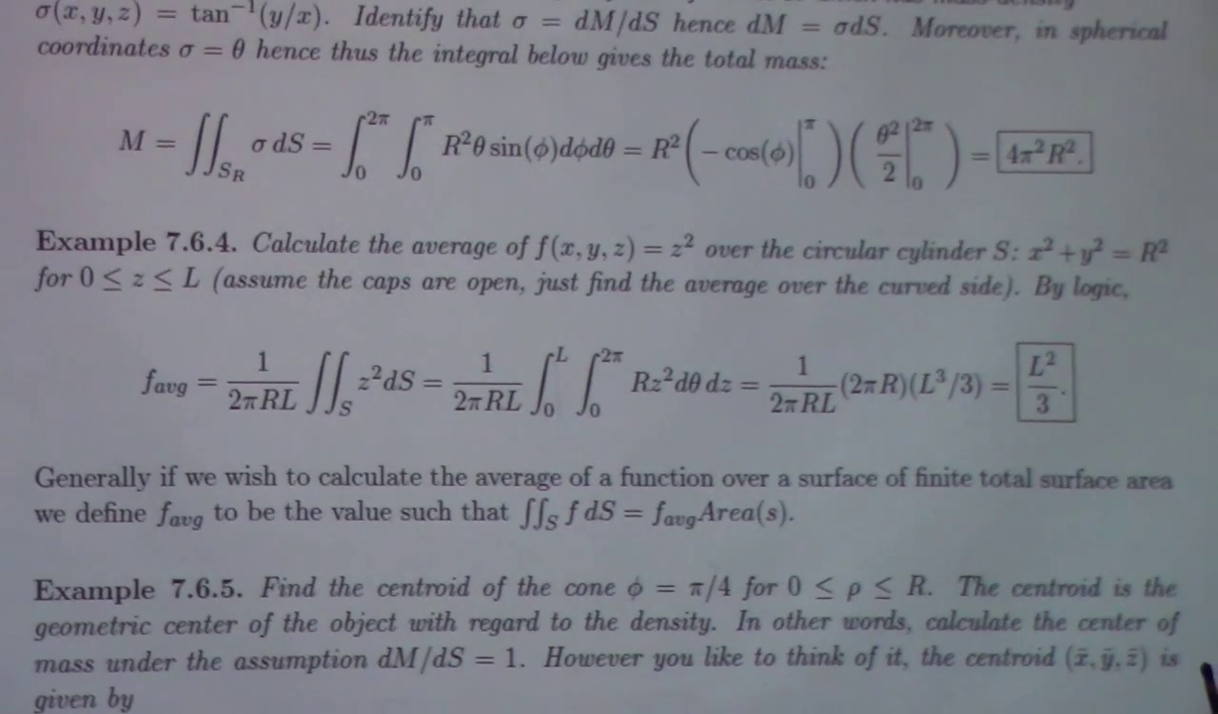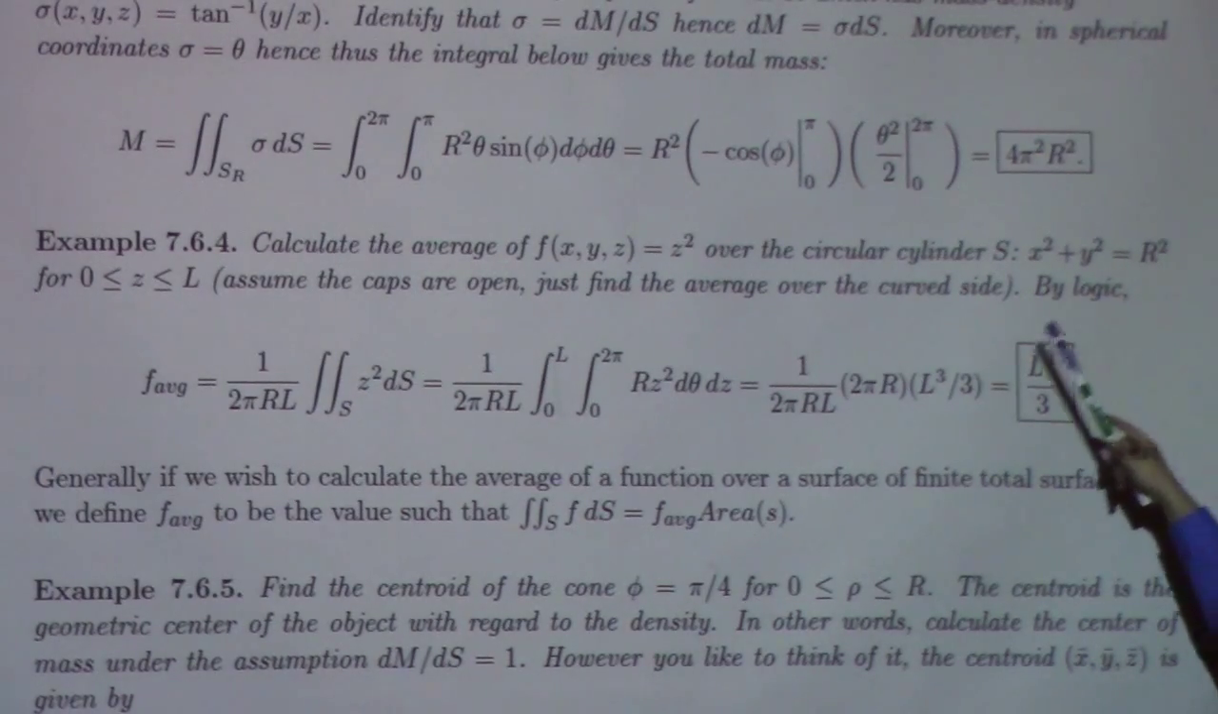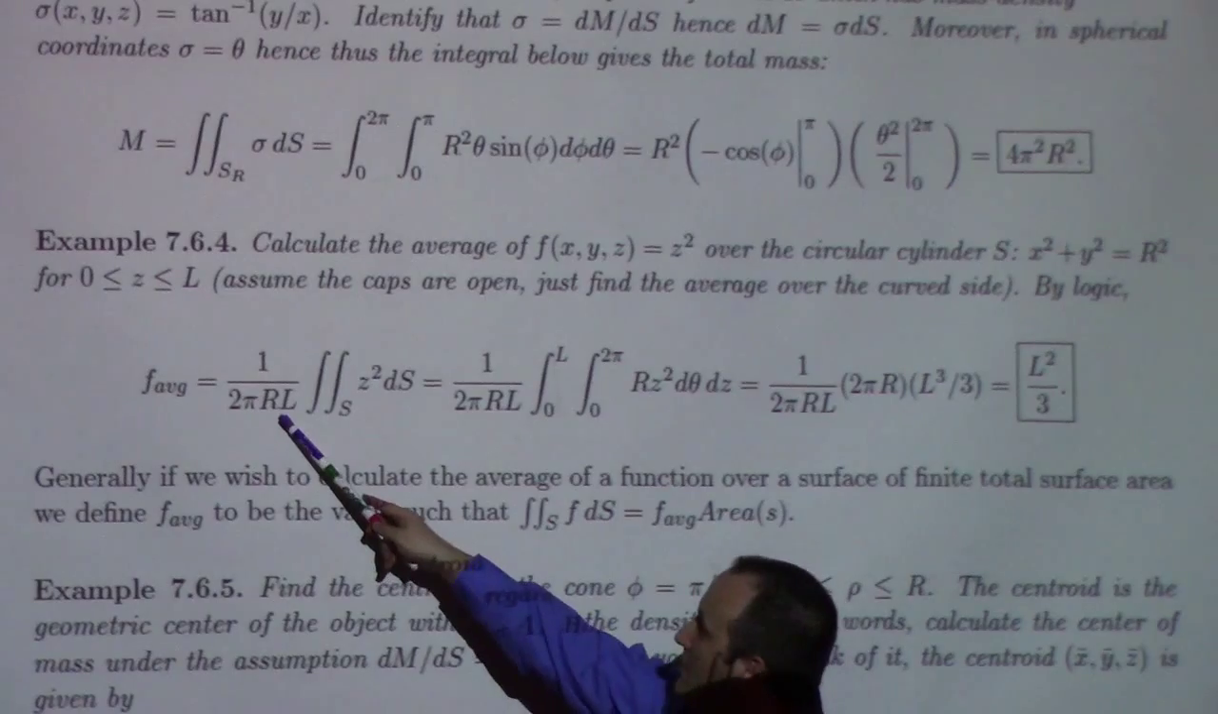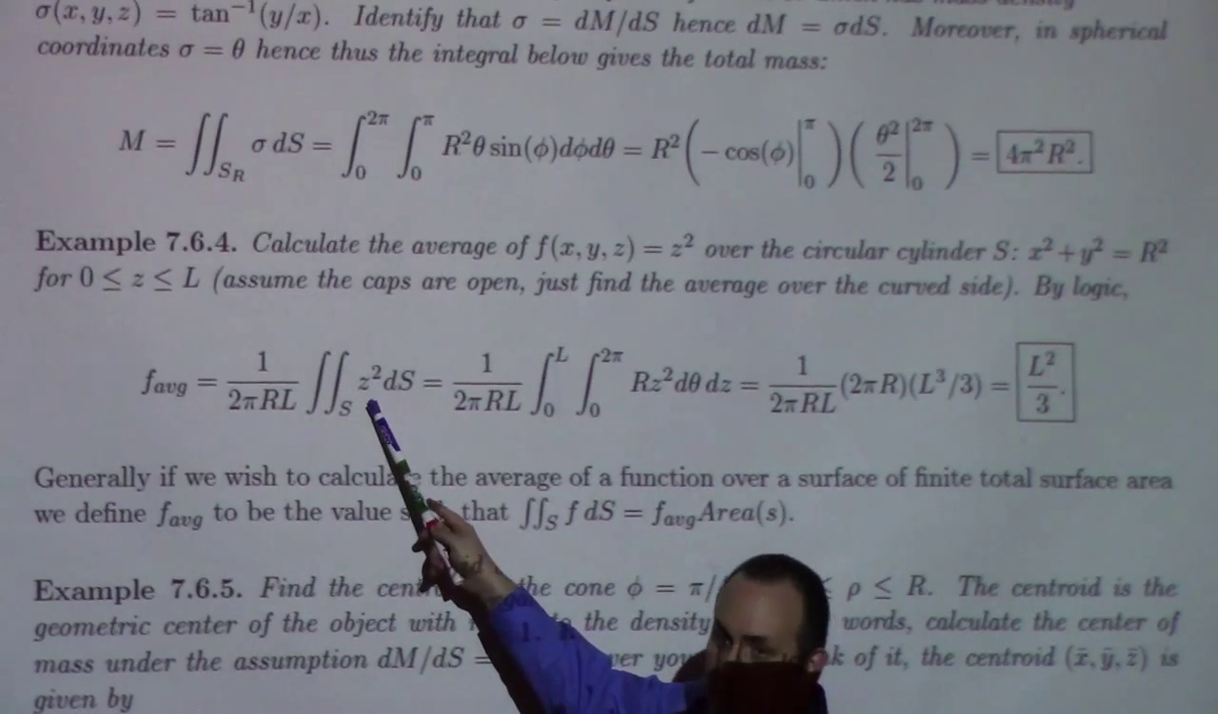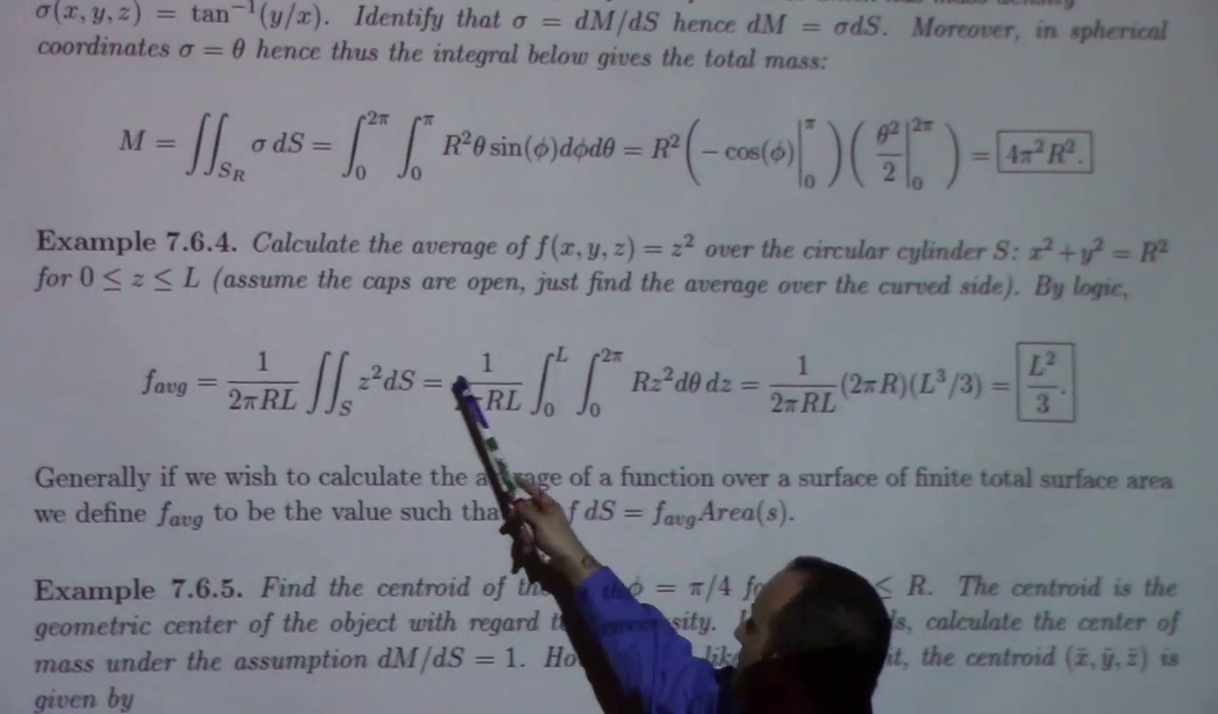fair. Just like in Calculus 1, to calculate the average of a function, we integrate from a to b, we divide by b minus a to be fair, right? So you have to weight by the sort of bulk geometric content of the object, in this case, surface area. Surface area of the cylinder is 2 pi RL, and then I just have to integrate z squared over ds, but that is simple enough.